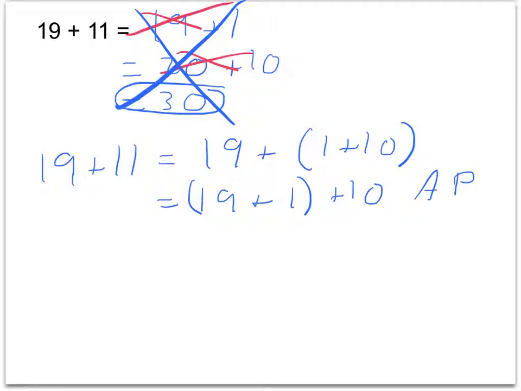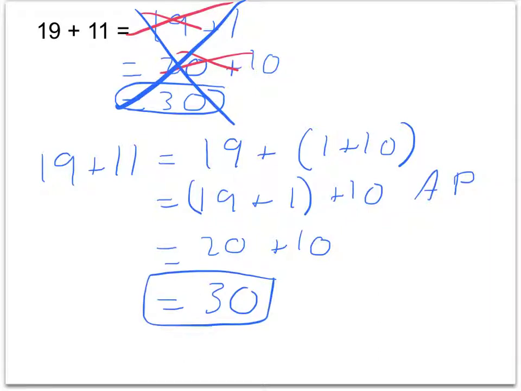Okay? So this expression really is equal to that expression. Okay? And now we can do this, 20 plus 10, do that arithmetic, and then 20 plus 10 is 30. Okay? So there's the right answer. So we got the same answer as we did up here, but this work here is correct. This work up here was not correct.